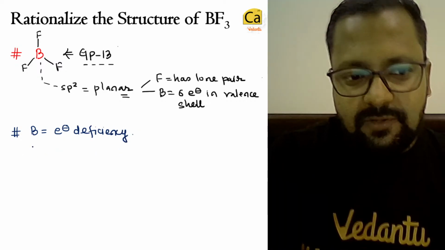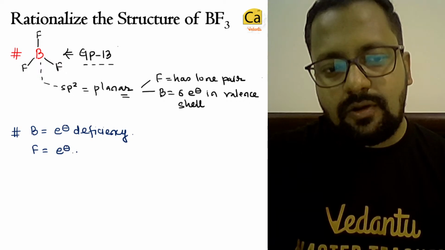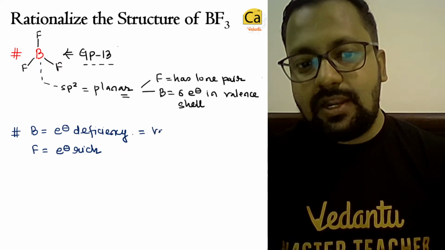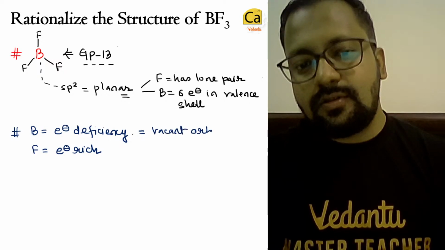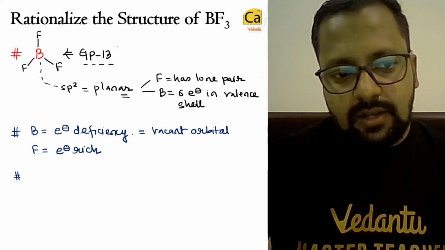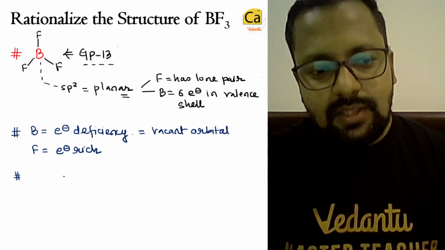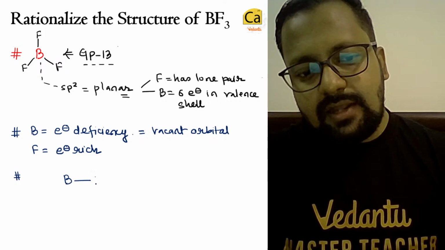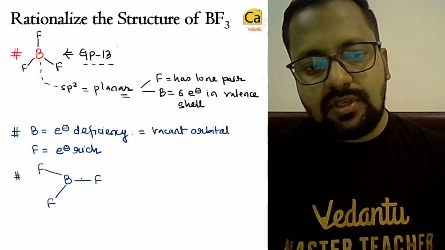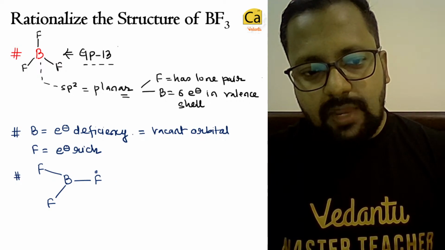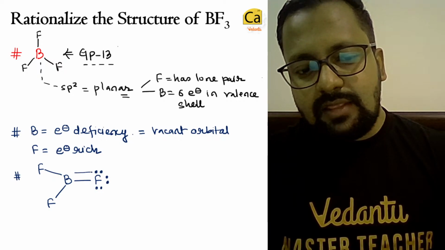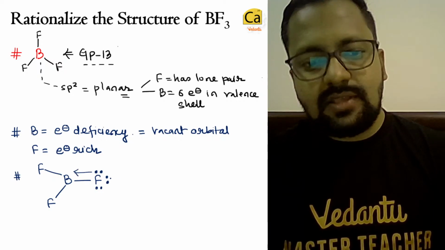Boron has electron deficiency and fluorine is electron rich. And boron has electron deficiency means it has a vacant orbital. If it has a vacant orbital, then I can always say that there is a type of resonance that we can observe, and this resonance is known as back bonding.